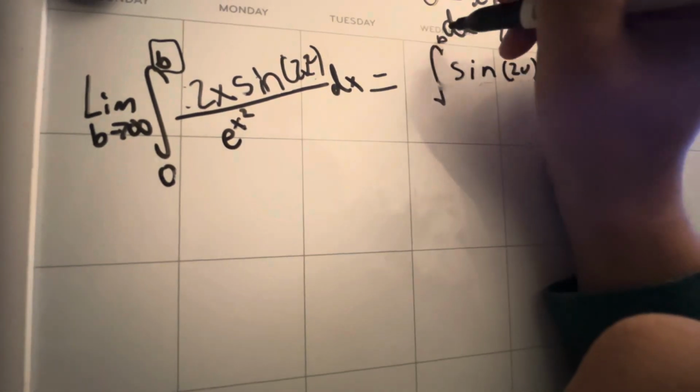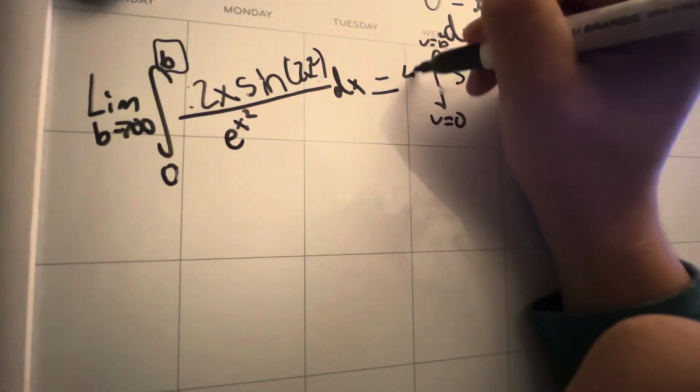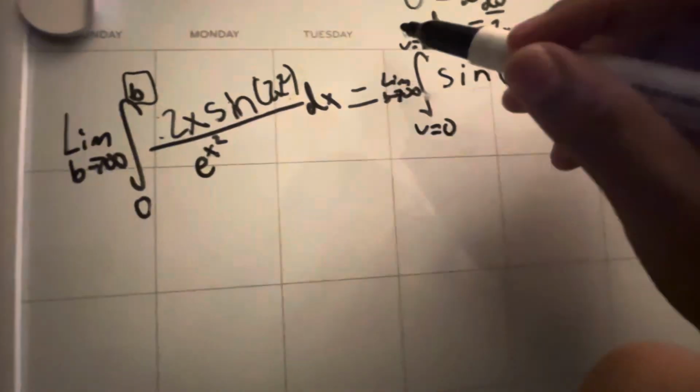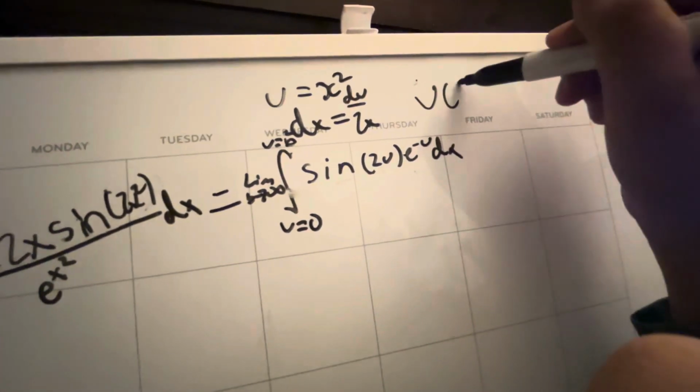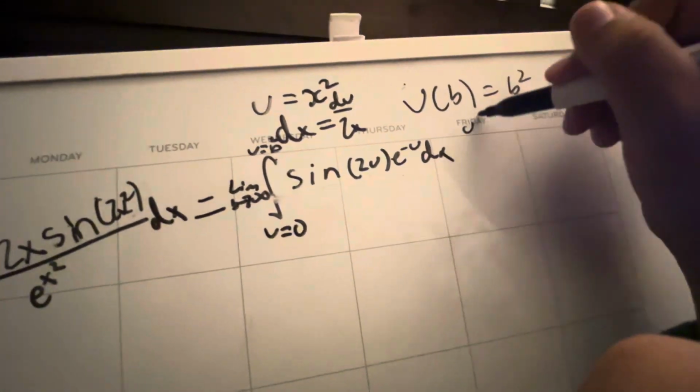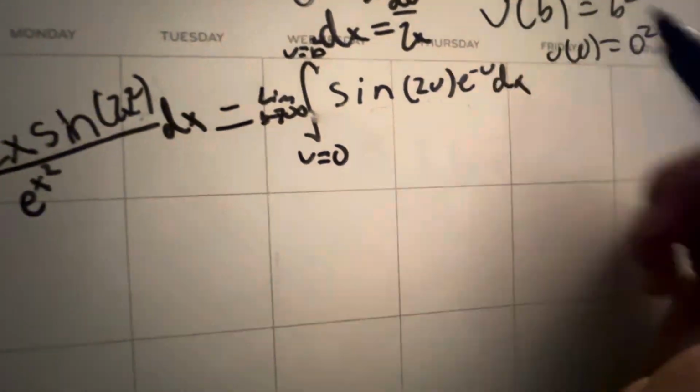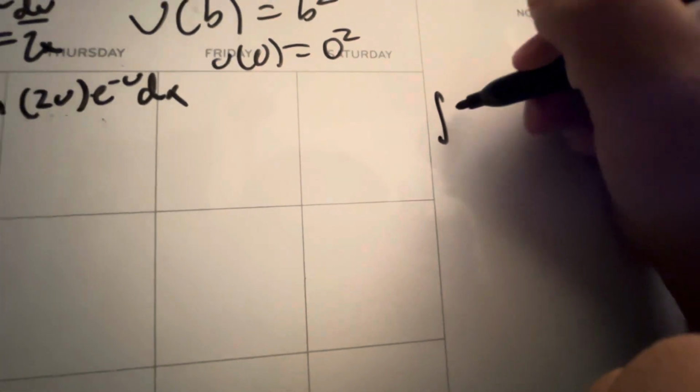u equals b squared, and u equals 0, then b approaches infinity. The reason why it's b squared is because we have to switch the bounds as we switch variables from x to u. So you write u equals b squared for x equals b, and u equals 0 for x equals 0. So there. So now we have only 2 functions. 2 functions. And now we can finally use integral by parts.